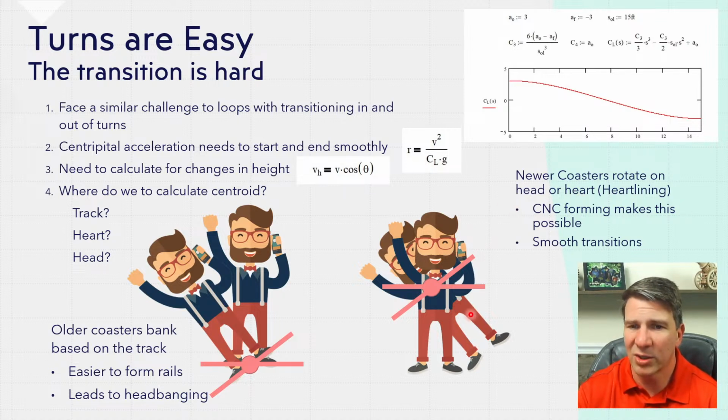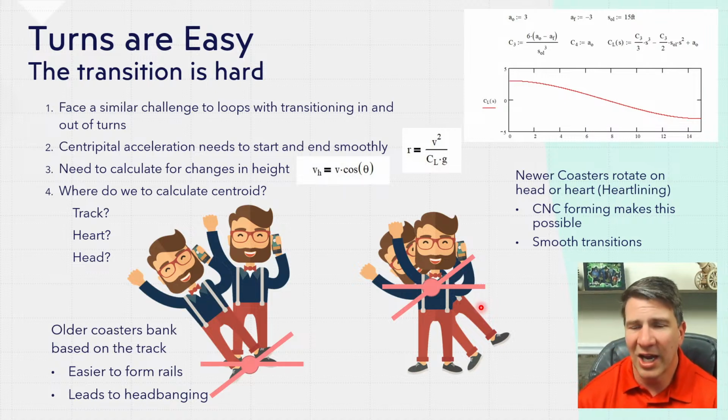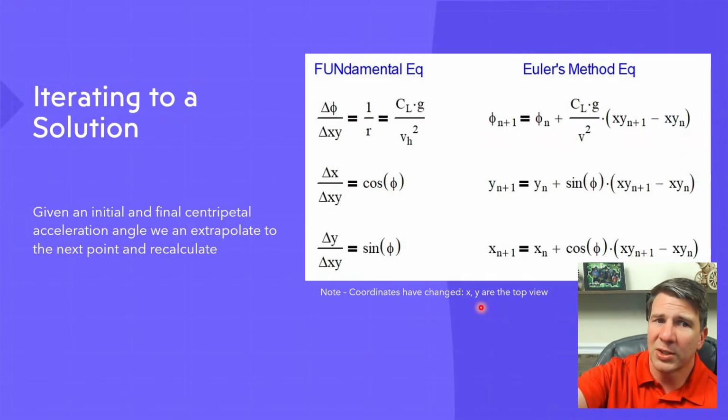You can see it in a lot of coasters. We're going to look at one called Storm Runner here in a second. And we can do this stuff because CNC forming abilities make this possible. And it leads to absolutely smooth transitions.